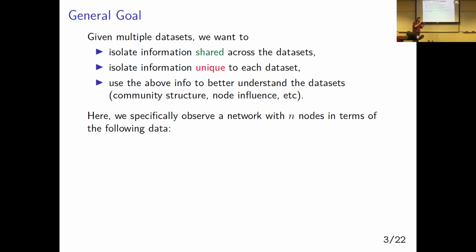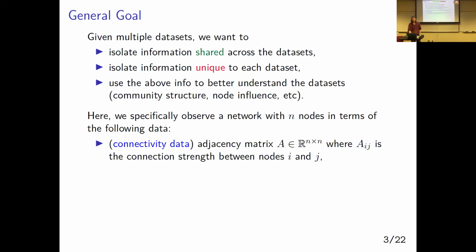For us, we're going to be working specifically with a network as one of our data sets. A network is just a collection of nodes, and we're going to have some connectivity data about those nodes. The other piece of information is that at each node, we take some measurements and record those as covariates. It could be height and weight for each person, and connectivity could be friendship between people. So we're working with two data sets: connectivity and node covariates.